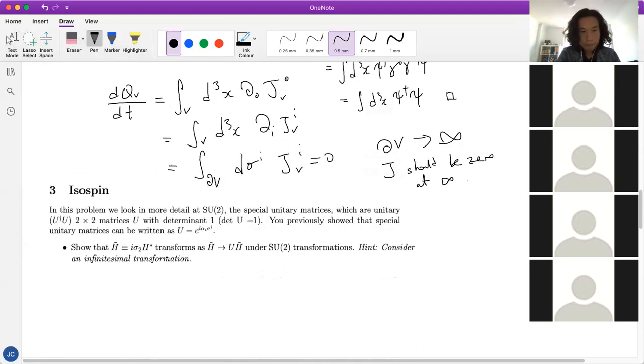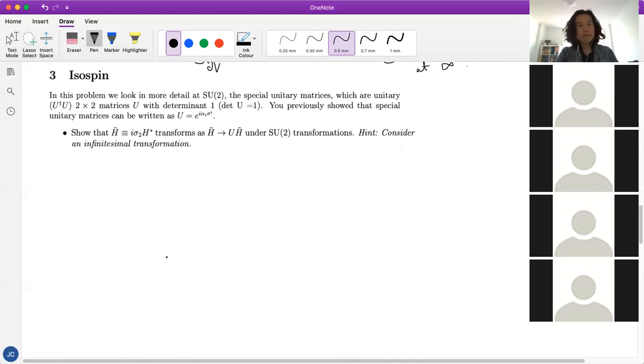Here we go. Okay, isospin. So in this problem, we're looking in more detail at the SU2 symmetry. We've been through this a week ago. It's just 2x2 symmetries, and we can show that you can express them in terms of the Pauli matrices. So as an exponential of i times a linear combination of the three Pauli matrices, they can generate any SU2 symmetry matrix.